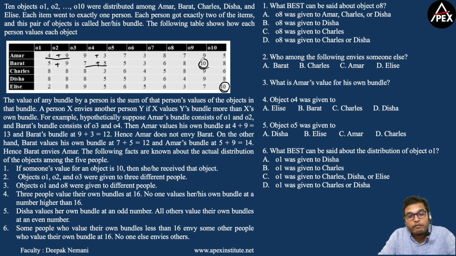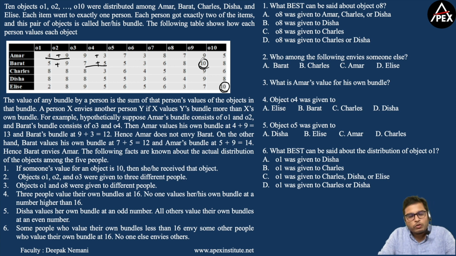And based on this given information, we were asked 6 questions. Now coming to the first question. What best can be said about object 8? Who among the following envies someone else? What is Amar's value for his own bundle? Object O4 was given to. Object O5 was given to. What best can be said about the distribution of object O1?